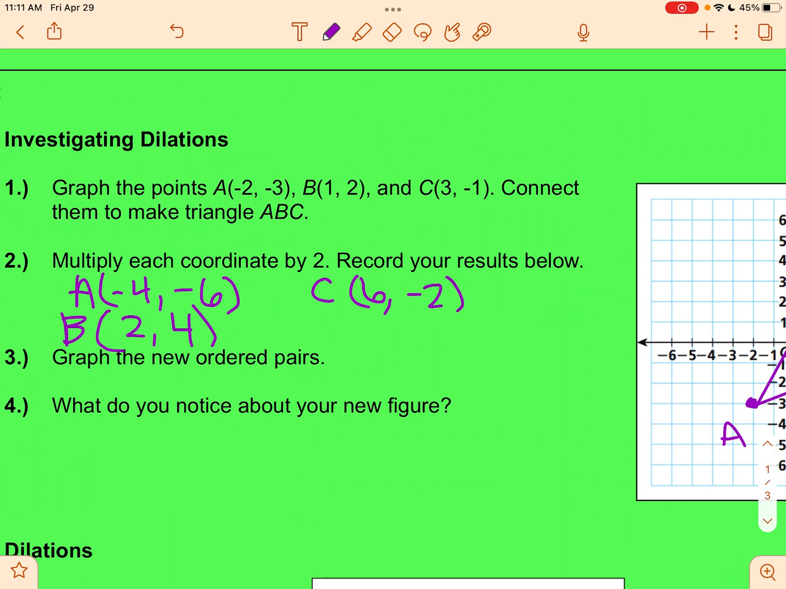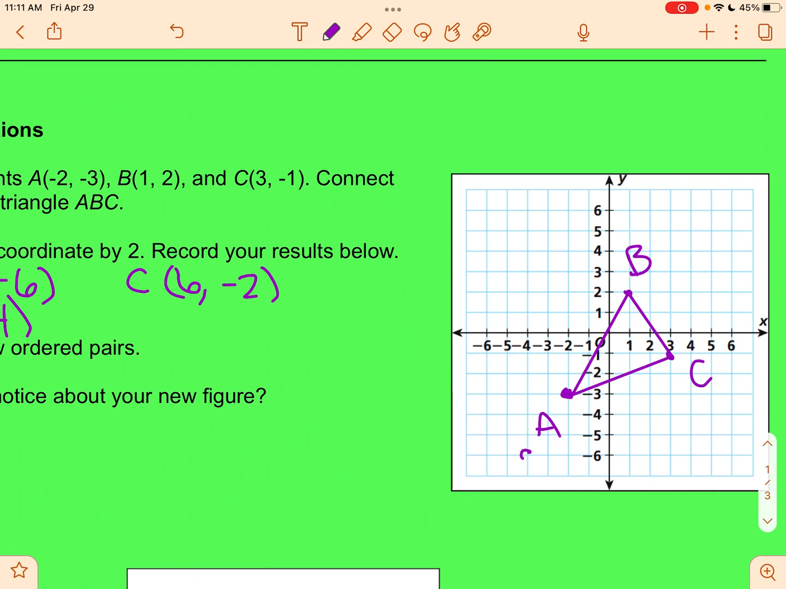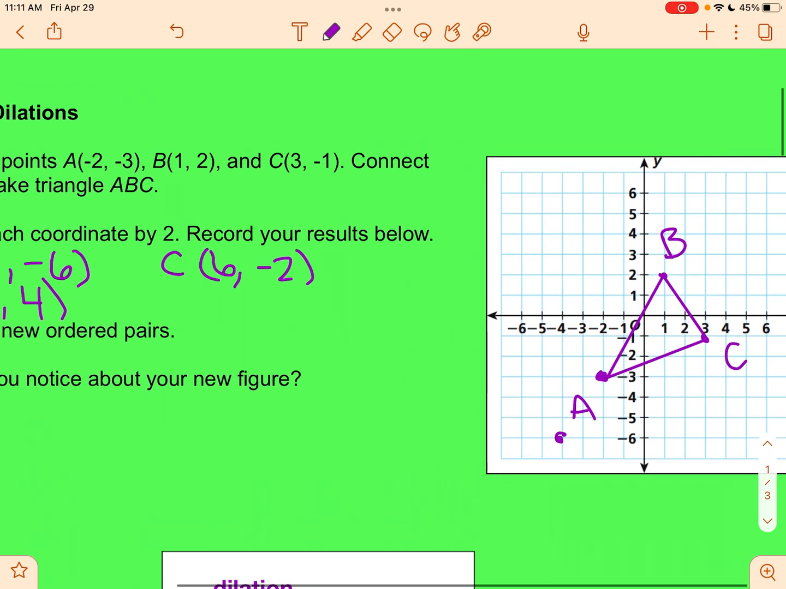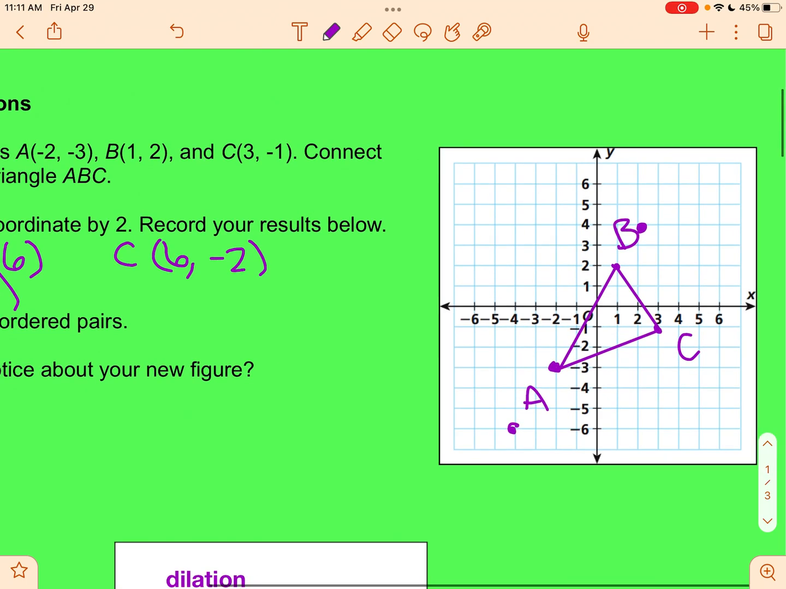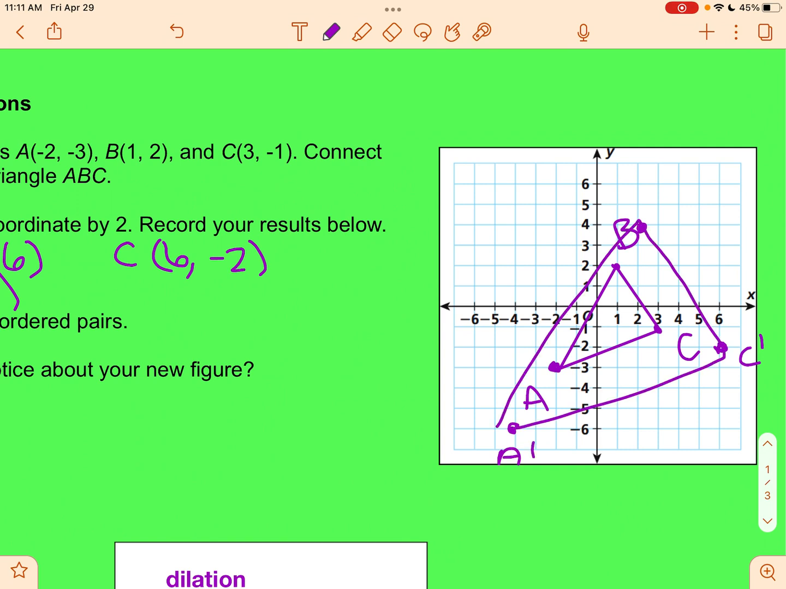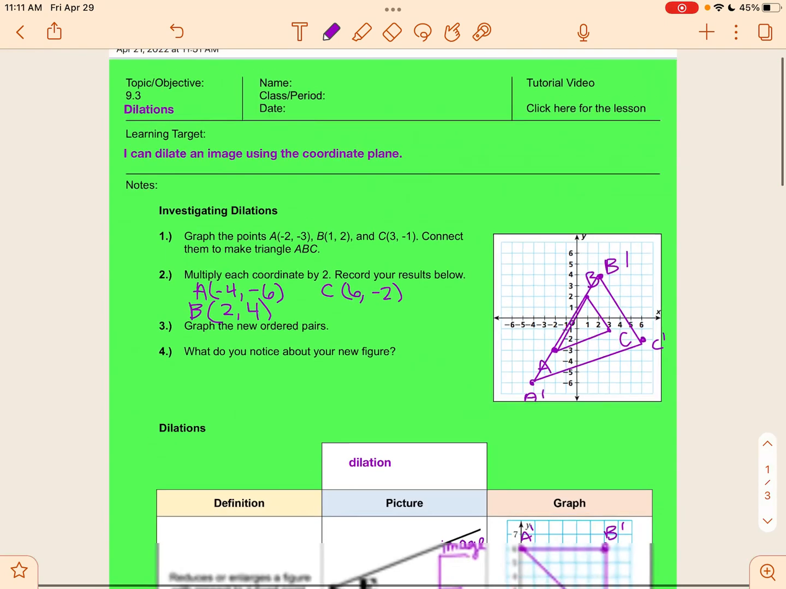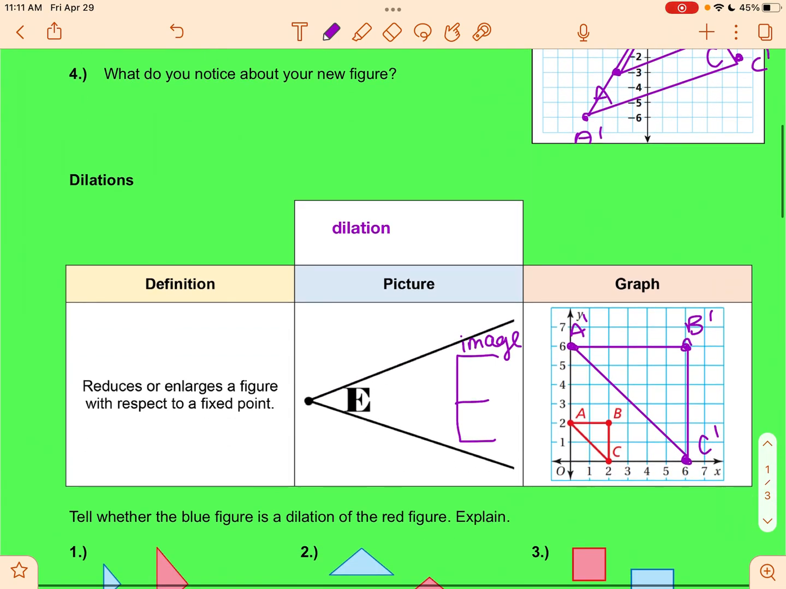So now let's graph these points. We have -4, -6, which is down here, 2, 4, which is up here, and 6, -2, which is right here. Now connect those points to make our last triangle. Alright, so now that is called a dilation, when our triangle gets bigger. If you notice, it's still the same shape, it is just quite bigger. Alright, so let's go on.